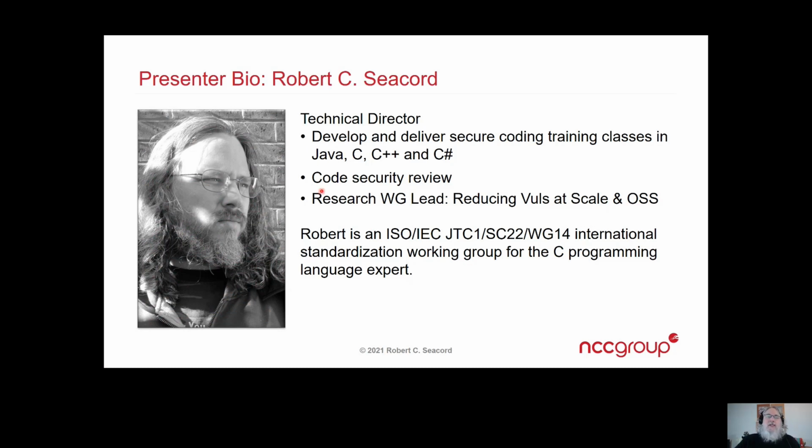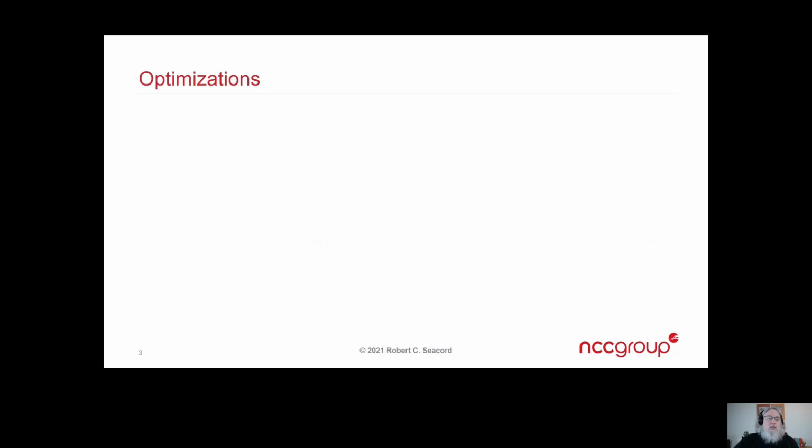I'm a technical director at NCC Group, where I develop and deliver secure coding training classes in Java, C, C++, and C Sharp. I do a lot of code security review work, and I'm the research lead for WG3, which researches reducing vulnerabilities at scale in open source software. I'm also a long-time member of the C Standards Committee.